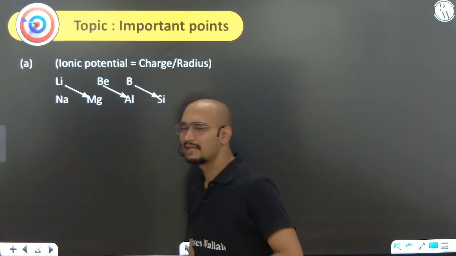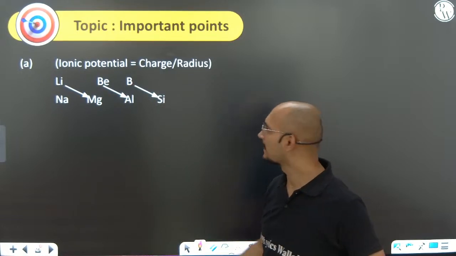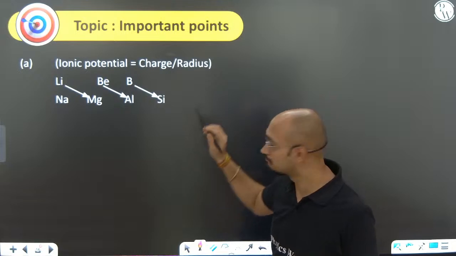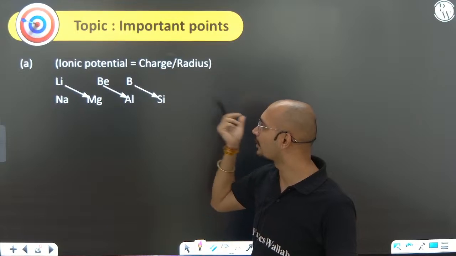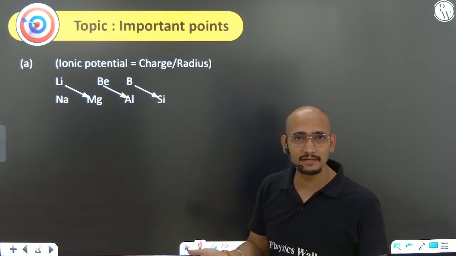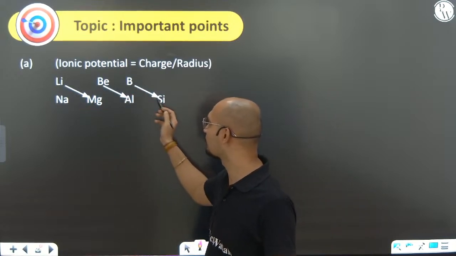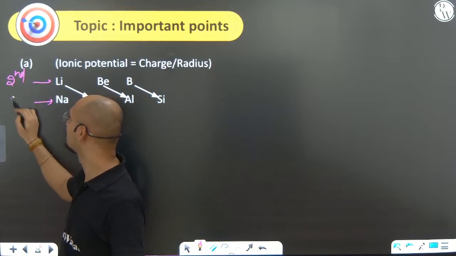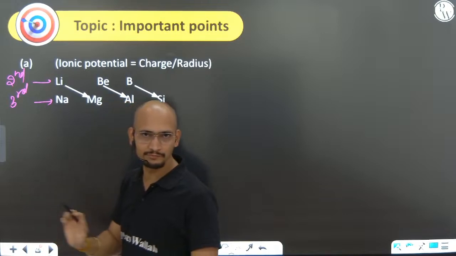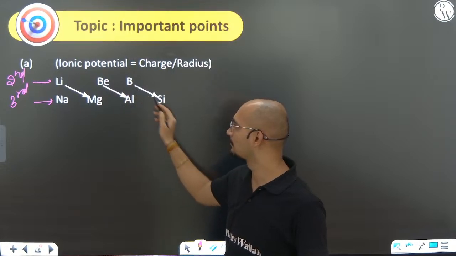Next important point, we have to remember a few things. Due to the charge by mass ratio, we have got a few diagonal elements that show almost the same kind of properties, like lithium and magnesium, beryllium and aluminum, boron and silicon. We know that, and it is shown only in the second and third period, not in the third, fourth, fifth. Now, lithium to magnesium, beryllium to aluminum, and boron to silicon.